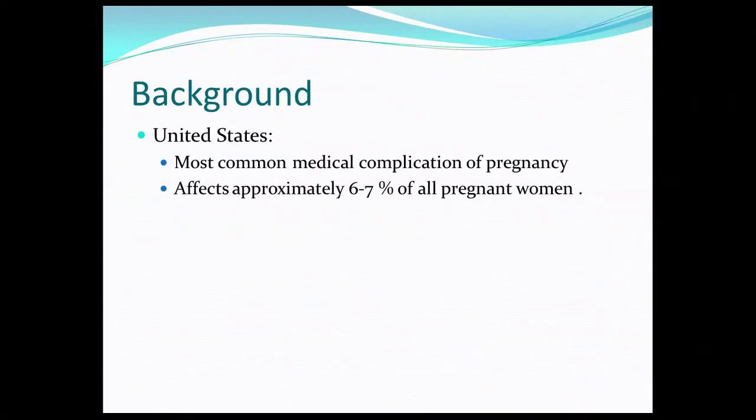A little background on why gestational diabetes is so important: it is definitely one of the most common medical complications in pregnancy. It accounts for about 6 to 7% of pregnant women, meaning annually in the United States we see about 200,000 cases of mothers affected with gestational diabetes.